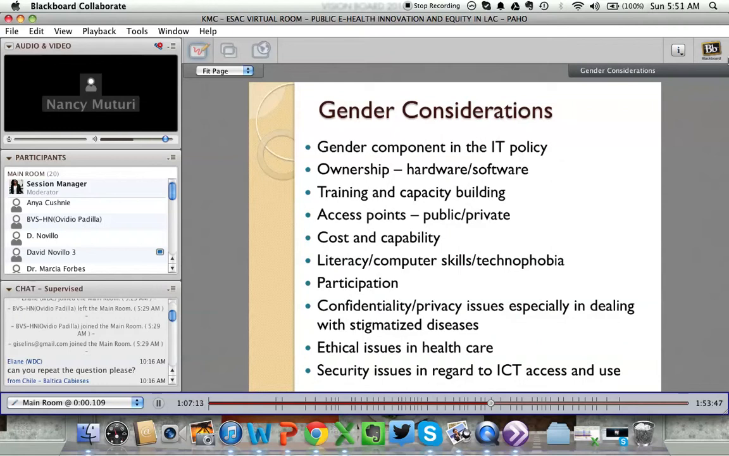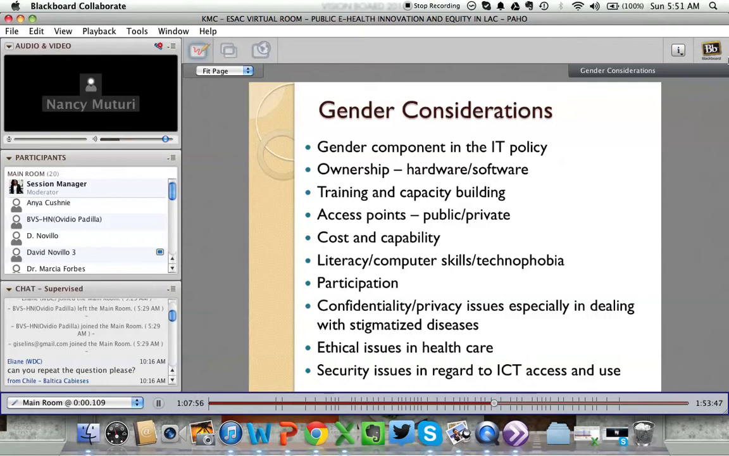So specifically, some of the gender considerations that we need to be considerate about include the gender policies, the components in the IT policy that have to be addressed and incorporated. Then there's the issue of ownership. Who really owns the hardware or the software? Because if somebody owns it, how much can a woman use it, and to what extent can they share, or at least even have access to the information that they need? Training and capacity building, access points. Do they have access? Is it at the private sector or public sector? Do they go to the public library? So those kinds of issues.